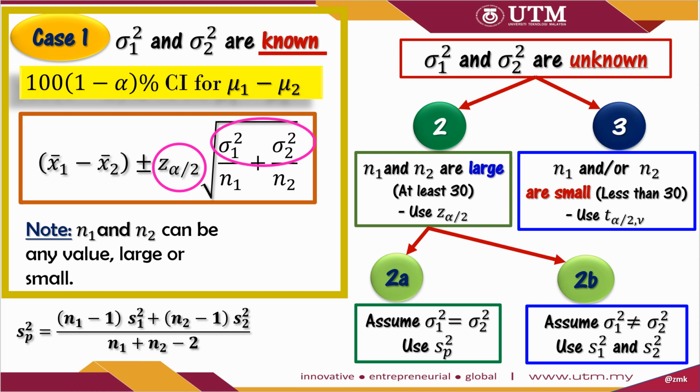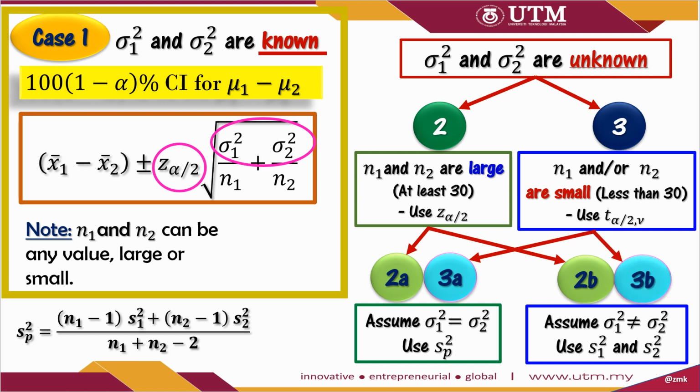Similar to cases 2A and 2B, under category 3, we have cases 3A and 3B based on whether the population variances are assumed to be equal or not. So in case 3A, which is similar to case 2A, we have the assumption on equality of population variances, which requires us to use the pooled variance SP squared in the confidence interval formula to estimate the unknown population variances sigma 1 squared and sigma 2 squared.